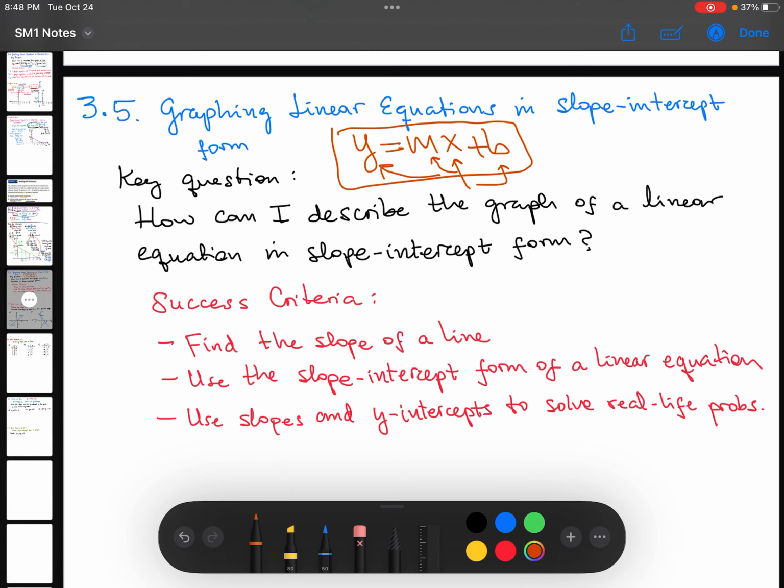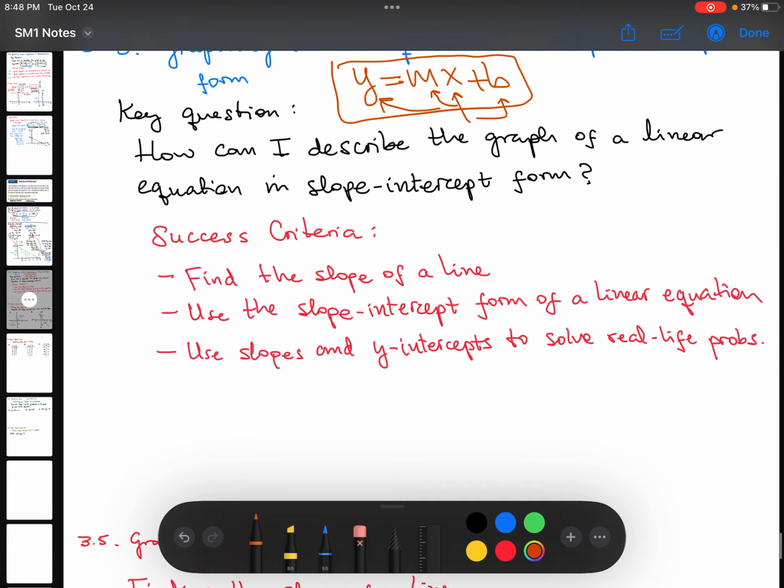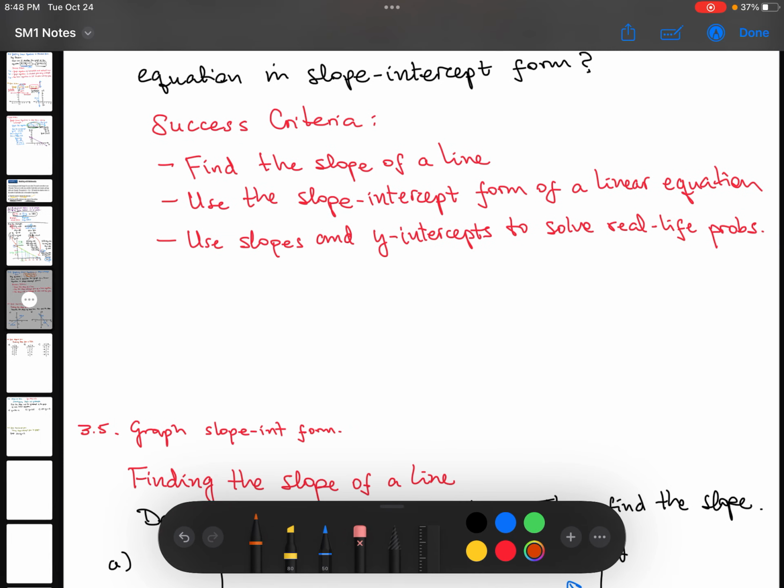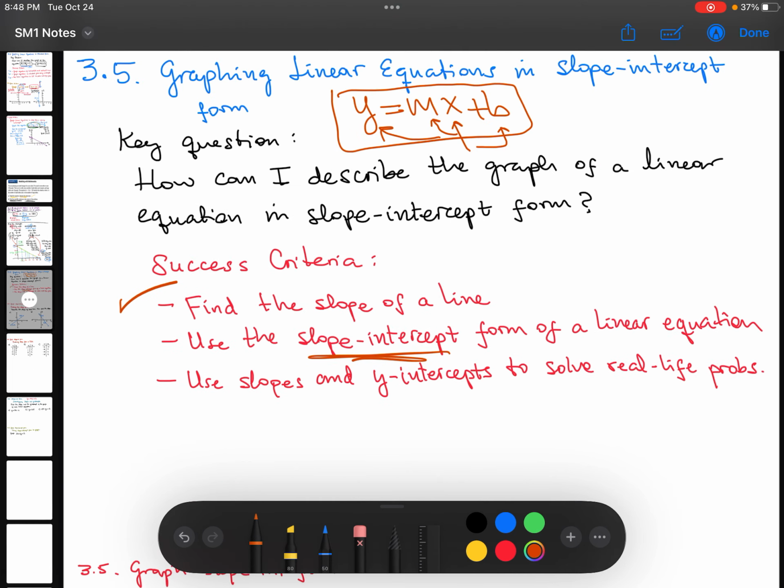The key question here for lesson 3.5 is how can you describe the graph of a linear equation in what we call slope-intercept form? How do you know you know? You are going to be able to find the slope of a line. You're going to be able to use the slope-intercept form of a linear equation. And then you're going to use the slopes and y-intercepts to solve real-life problems. Okay?